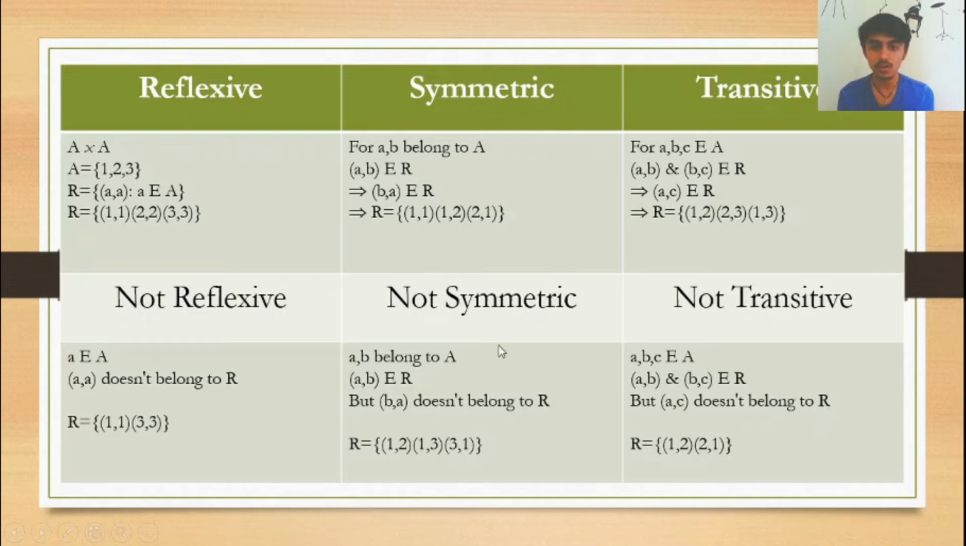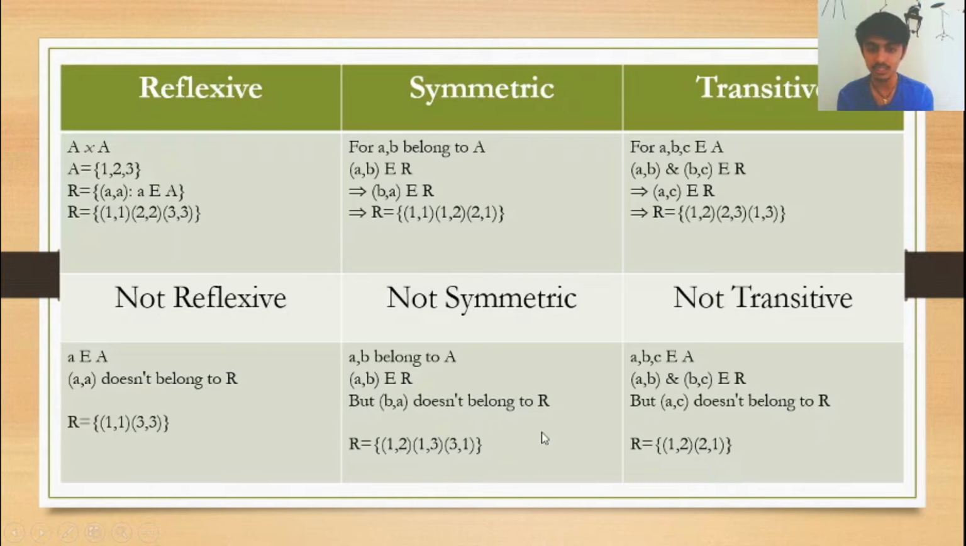Now, for non-symmetric, we can say that (a, b) belongs to R, but (b, a) doesn't belong to R. Then it is not symmetric. The example here is (1,2), and (2,1) is missing. You can see (1,3) is there, (3,1) is also there. But (1,2) is there, (2,1) is missing.